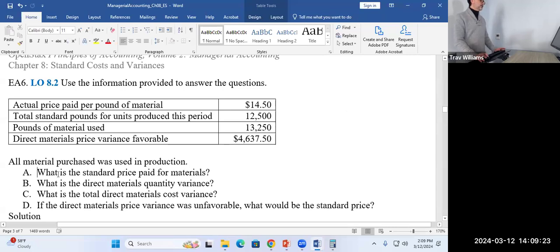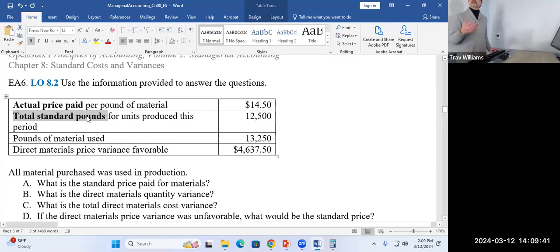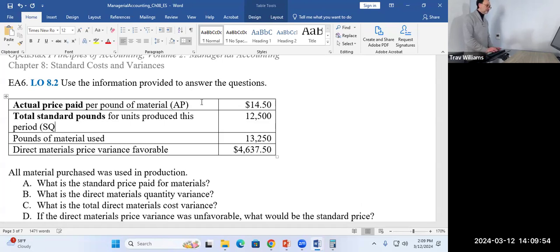So the first thing we have to figure out, what is the standard price paid for materials? Okay, they told us the actual price paid per pound of material, right? They told us total standard pounds. This is the quantity, right? The standard quantity. In fact, let's do this. I'm going to put here, this is the actual price. This is the standard quantity. Pounds of material used. That's the actual quantity.